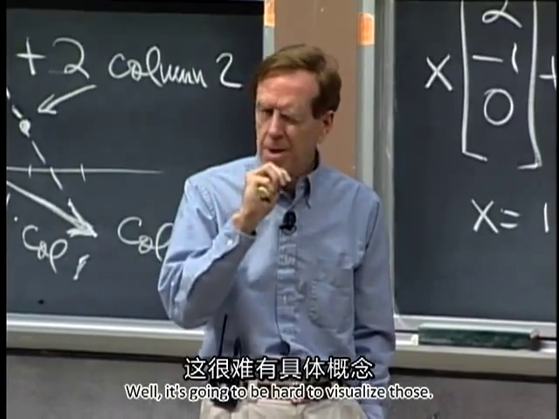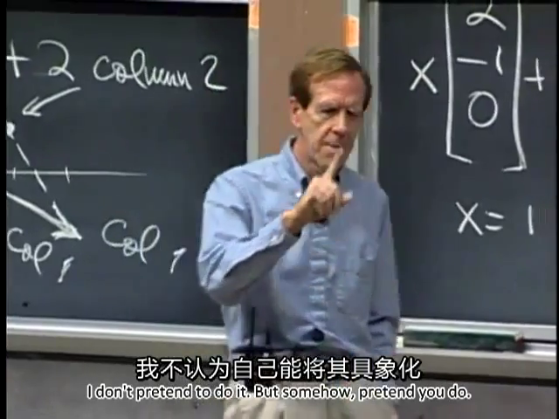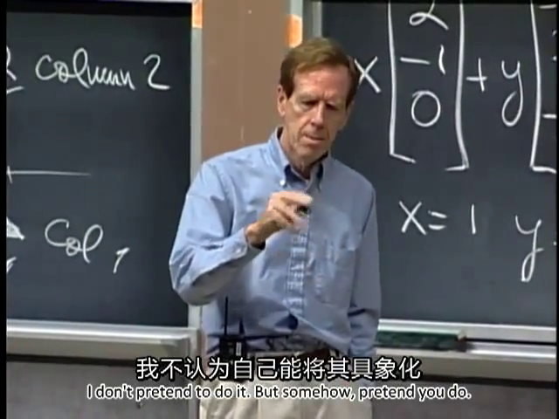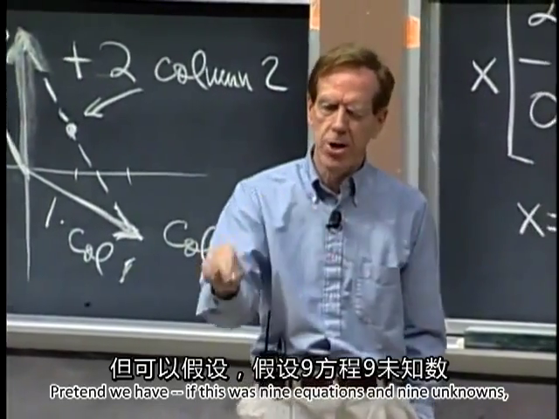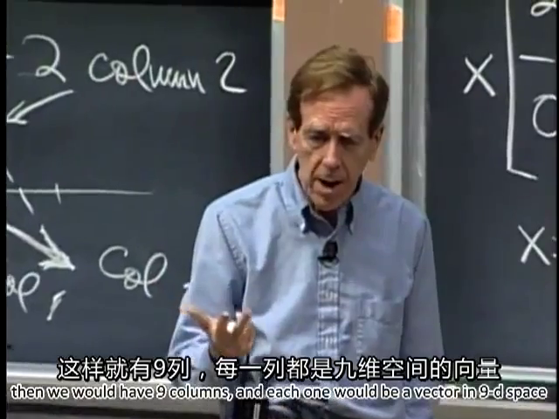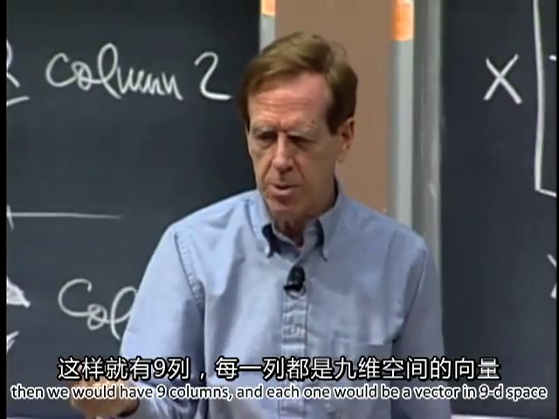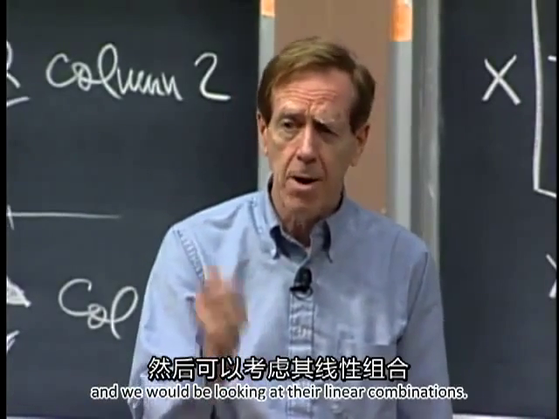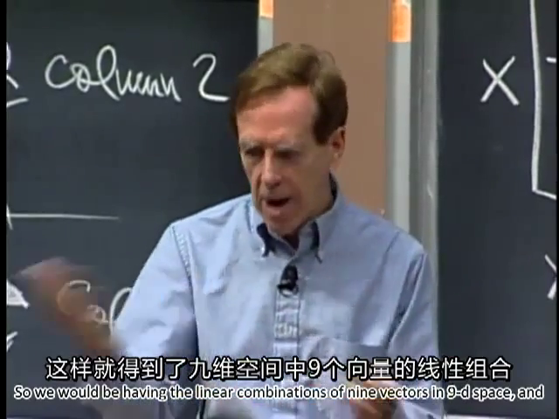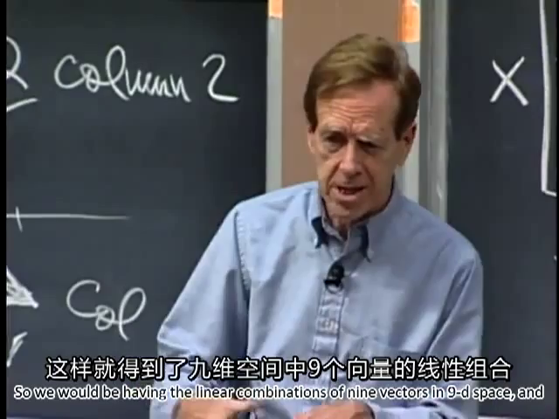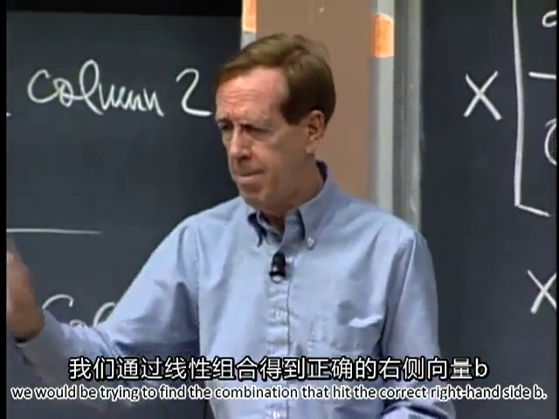Well, it's going to be hard to visualize those. I don't pretend to do it. But somehow, pretend you do. Pretend we have, if this was 9 equations in 9 unknowns, then we would have 9 columns, and each one would be a vector in 9-dimensional space, and we would be looking at their linear combinations. So we'd be having the linear combinations of 9 vectors in 9-dimensional space, and we would be trying to find the combination that hit the correct right-hand side B.